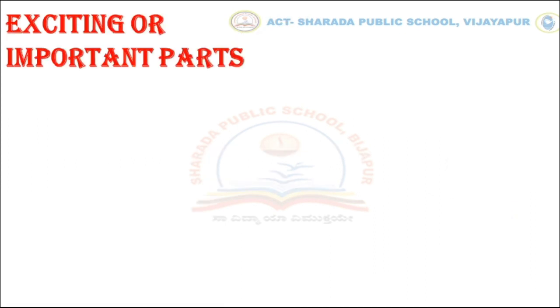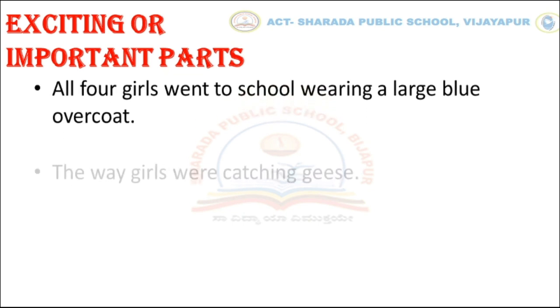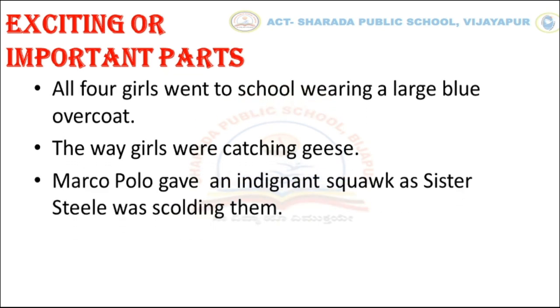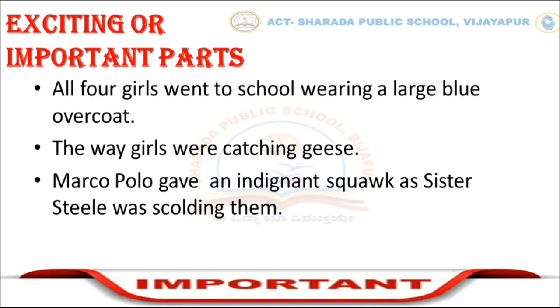Next is exciting or important parts. All 4 girls went to school wearing a large blue overcoat. The way the girls were catching the geese. Next is Marco Polo gave an indignant squawk as Sister Steele was scolding them. So those were the important points of the story.